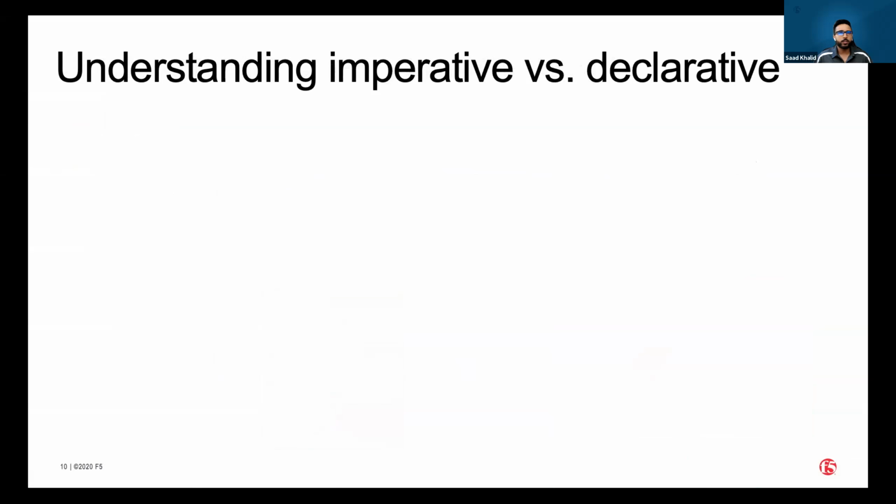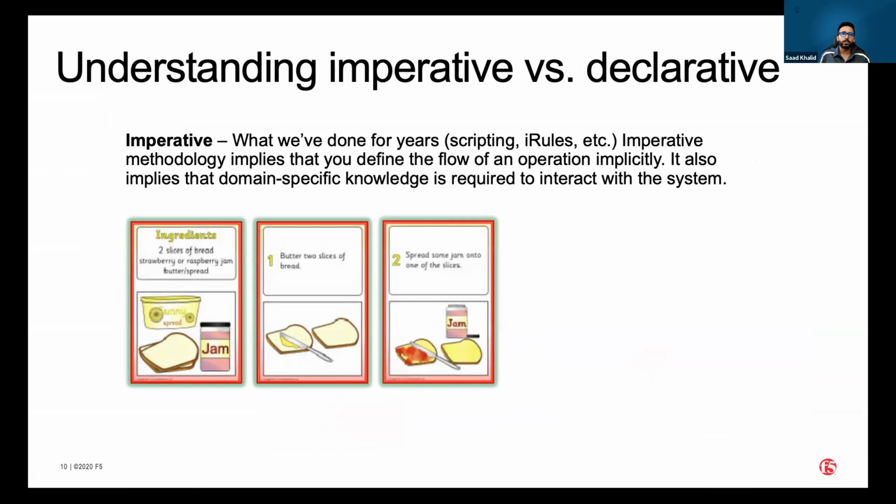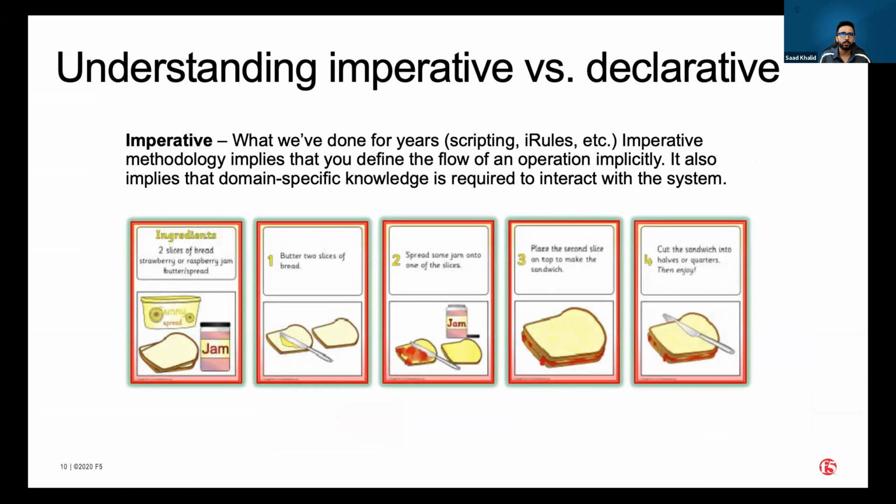When we're talking about automation, it's important to understand the two interfaces of automation: imperative and declarative. Imperative automation is what we've been doing for many years. It's scripting, and it's essentially where you tell the system what you want to achieve, but you have to hold the system's hand and tell the system every step it needs to take to get to that end desired goal.